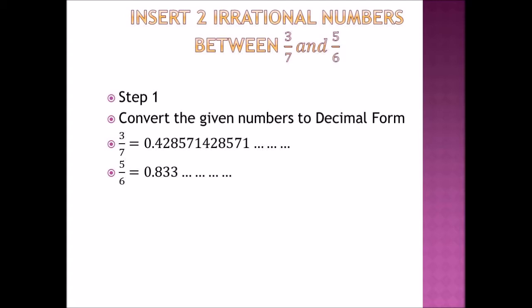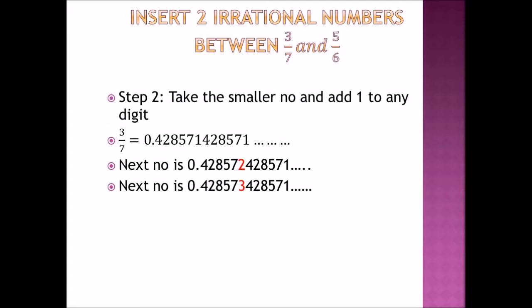And second step, we can do in two ways. First, we take the smaller number and add 1, or 2, or 3, any number, to any of the digits. Here I added 1 to the sixth place, where there is a 1, so it became 2 and it is continuing. And in the second number also I added one more, so it becomes 3.